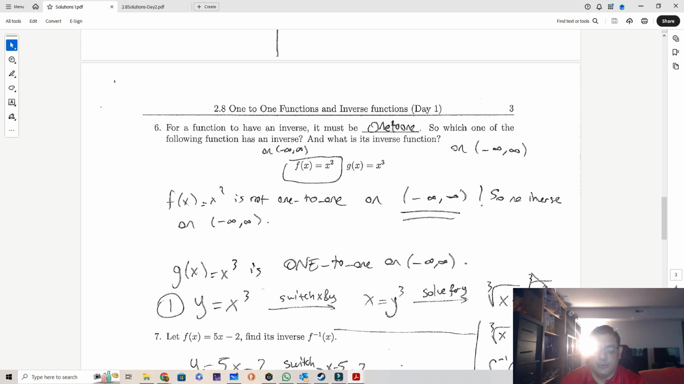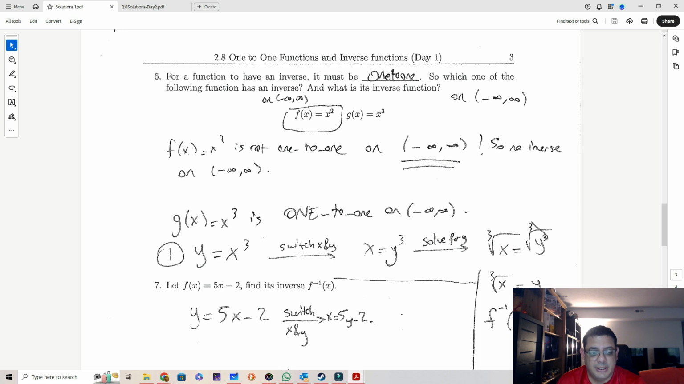X cubed is one-to-one in minus infinity to infinity, as we saw from the graph. And the way that we do this is, remember, we're changing the input for the output. So to find the function, we can just start by switching x and y. And so y equals x cubed is now going to become x equals y cubed. And so once I set up that way, I'm going to solve for y. And so what happens is I'm going to take cube root on both sides. And so that's going to give me that y is cube root of x. And so my new inverse function is going to be cube root of x.